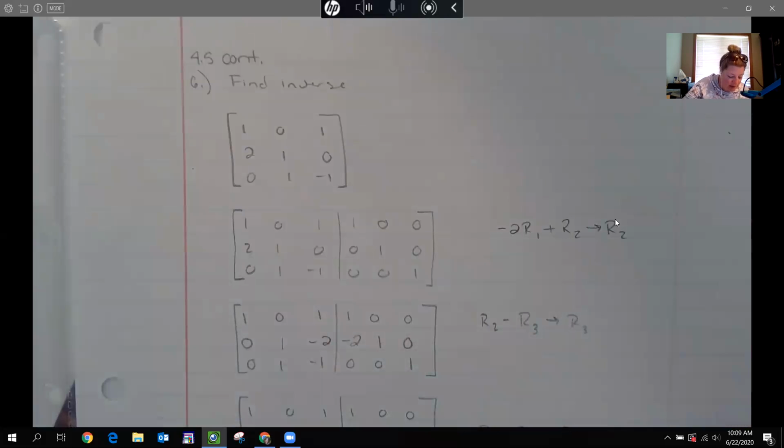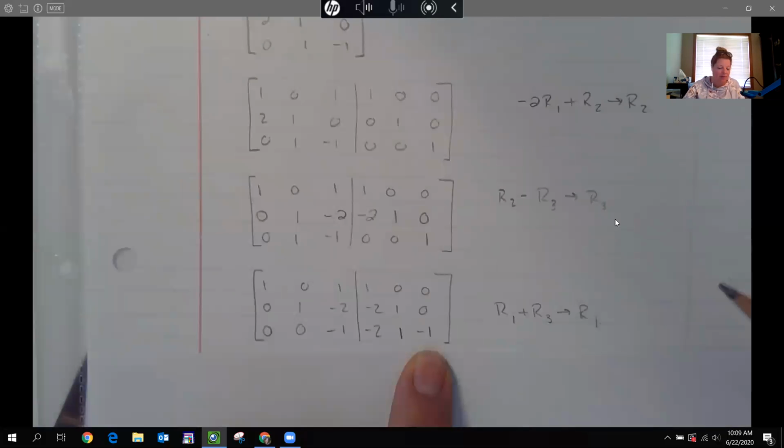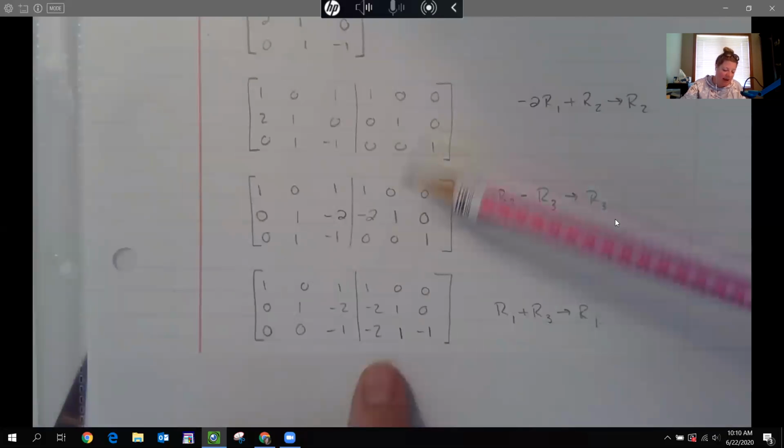We did row 2 minus row 3. 0 minus 0 is 0. 1 minus 1 was 0. -2 minus a -1 is a -1. -2 minus 0 is a -2. 1 minus 0 is a 1. 0 minus 1 is a -1. If you have to write, I had it down too far, apologize. If you have to write that out, do.